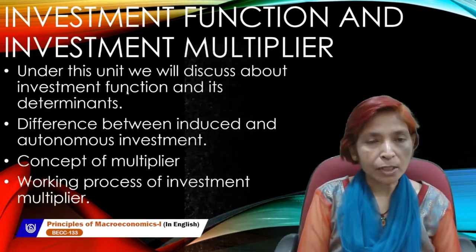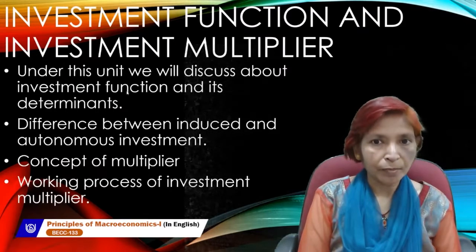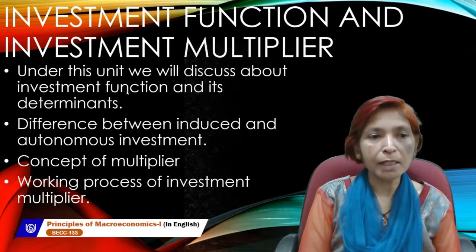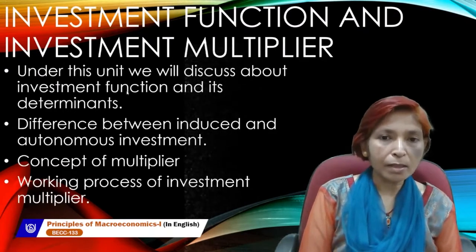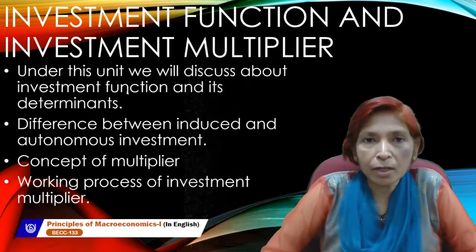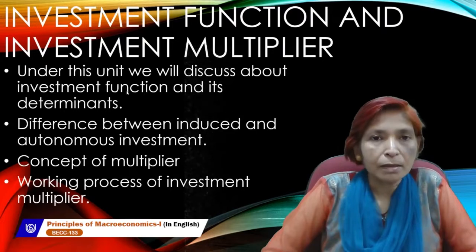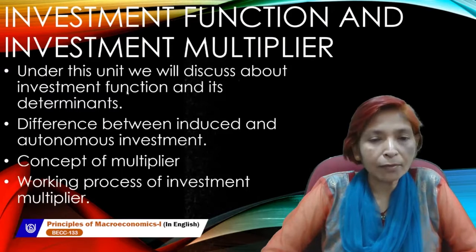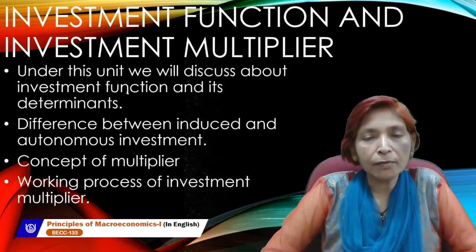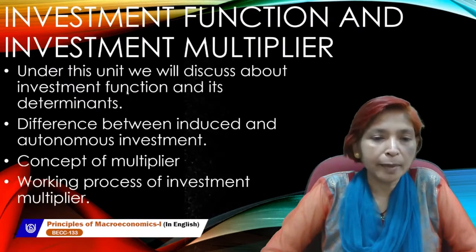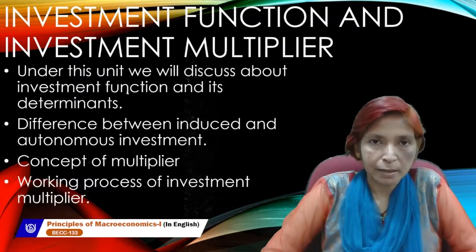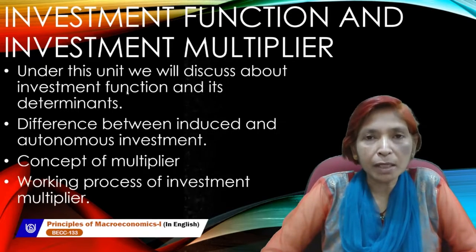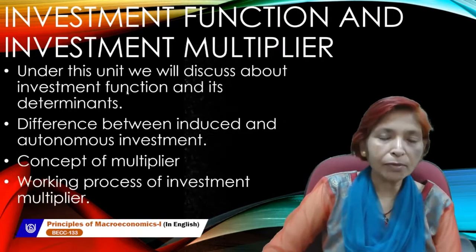Today is your fourth session of this macroeconomics paper. Today you will do investment function and investment multiplier. Under this unit, we will discuss investment function and investment multiplier. What is investment and what are the determinants of investment? And what is the difference between induced investment and autonomous investment? The next topic will discuss the concept of the multiplier and the working process of the multiplier.